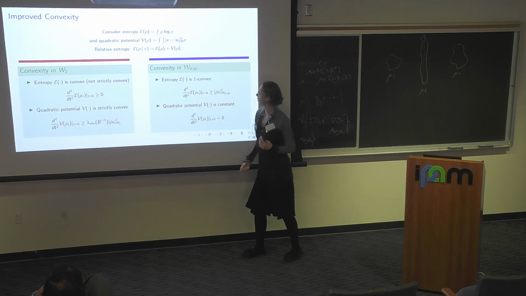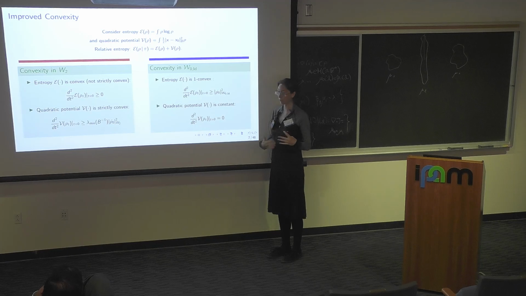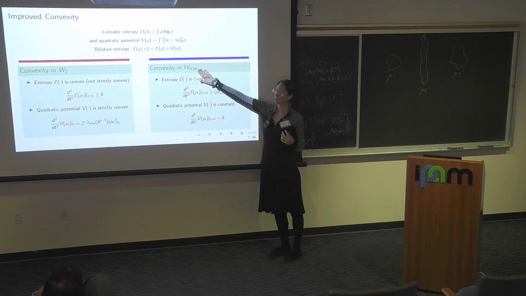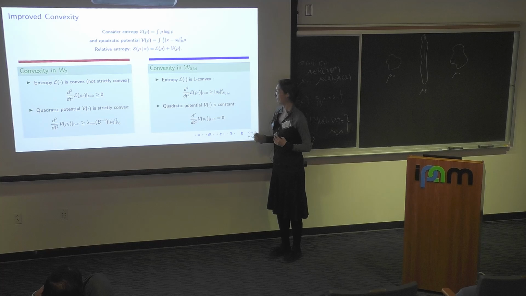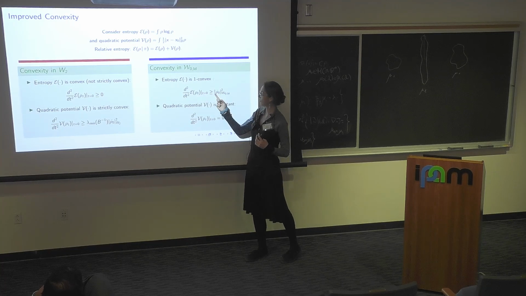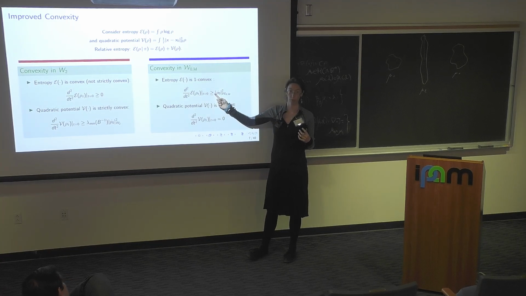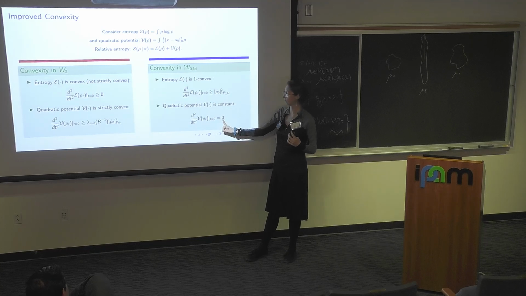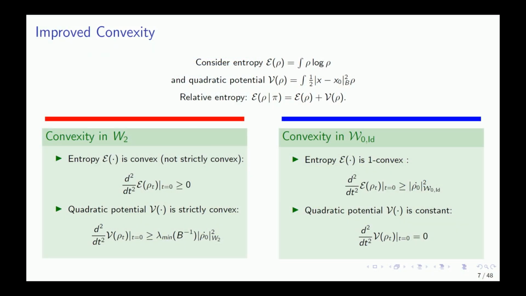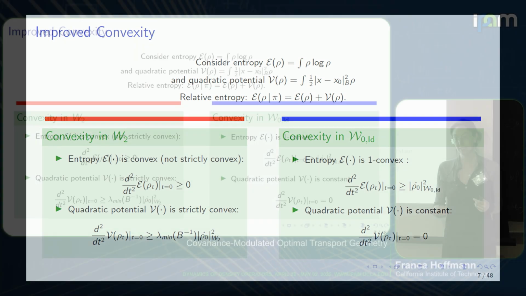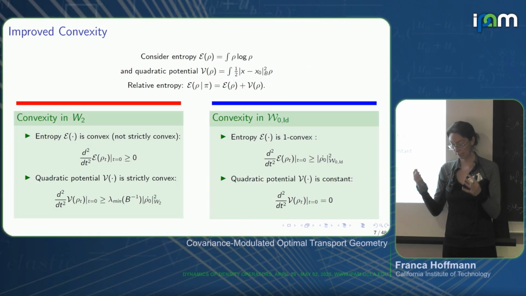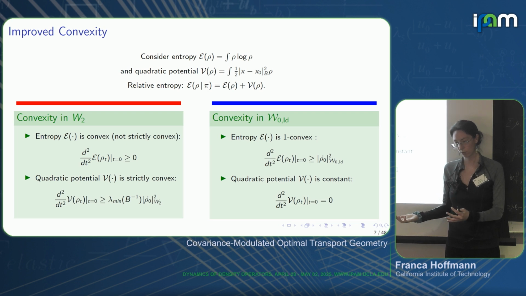Now, if I look at convexity of the same functionals in this new metric, then the entropy is strictly convex with rate 1, and for the potential the second derivative is equal to 0. So basically, you're getting rate 1 because the convexity properties of the same functional in this new geometry have changed.